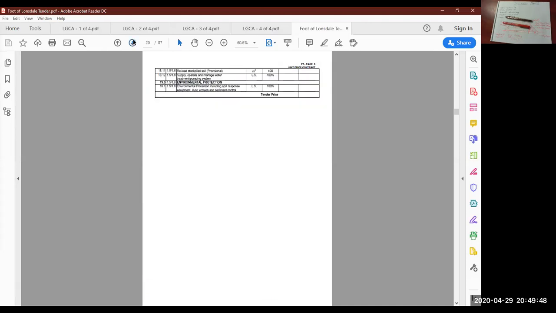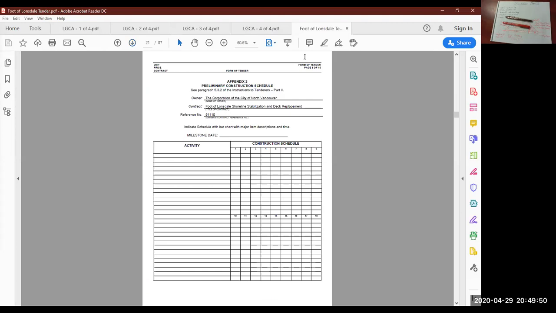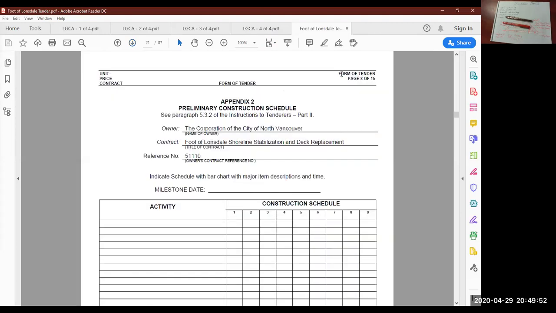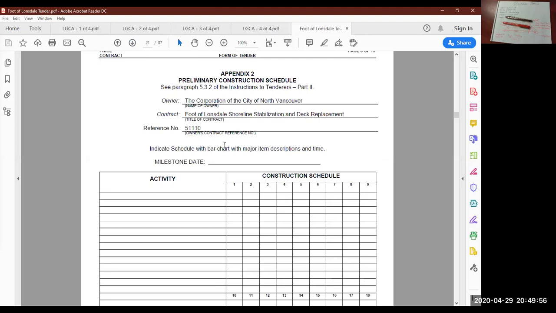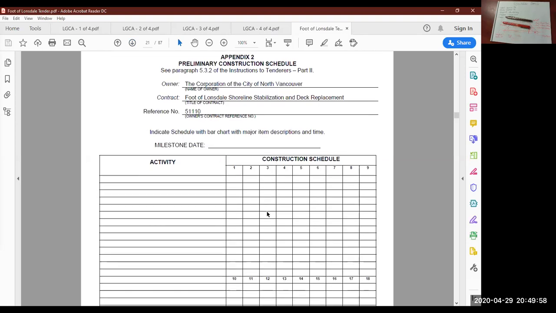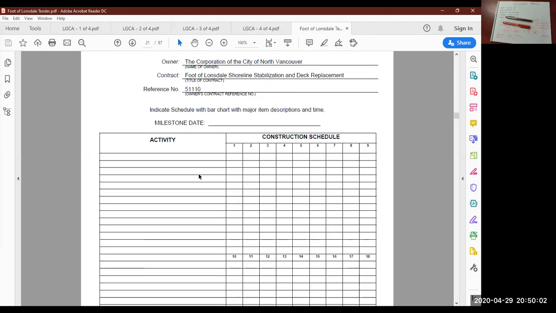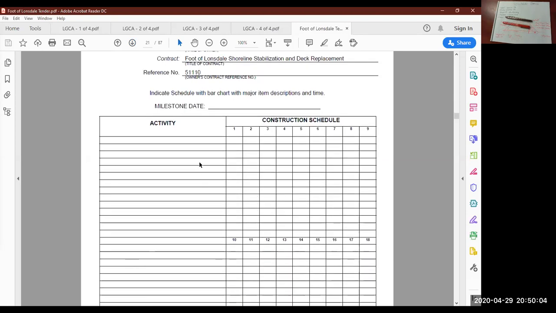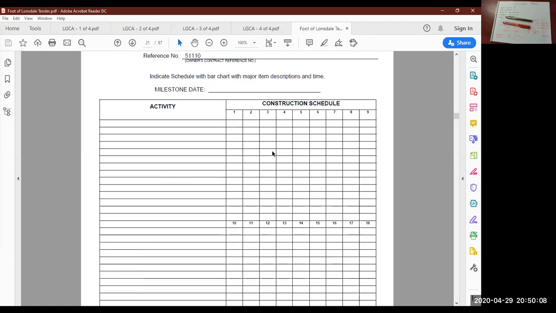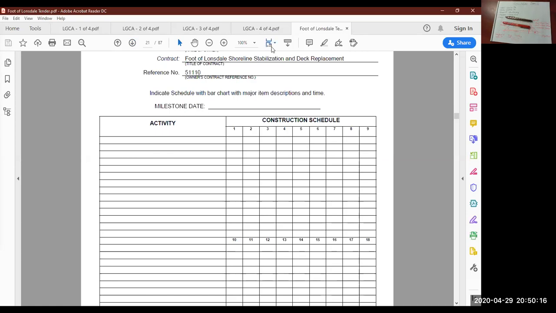So after all the schedule of quantities, notice we are still in the form of tender. We're on page 8 now. There's typically this page. This is your rough schedule. So you're obligated to provide the owner with your best guess at a schedule. They want to see that you can complete the job in the time frame that they've given you. So you need to complete that schedule.